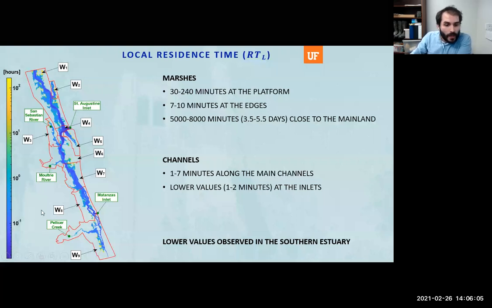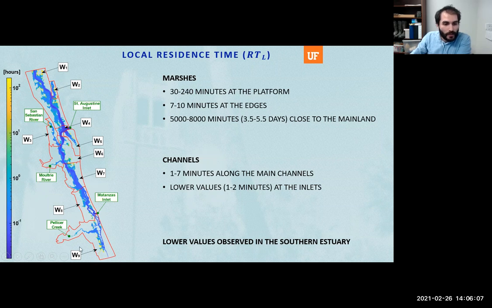And here you can see we have very different values inside the estuary. It is not uniformly distributed. Obviously, we have higher values of the residence time over all the marshes, that go from 7 to 214 minutes from the edges to the platform of the marsh. And we have higher values, going from 3 to 5 days, close to the mainland because the particles are stuck in these areas. And so this value grows a lot.